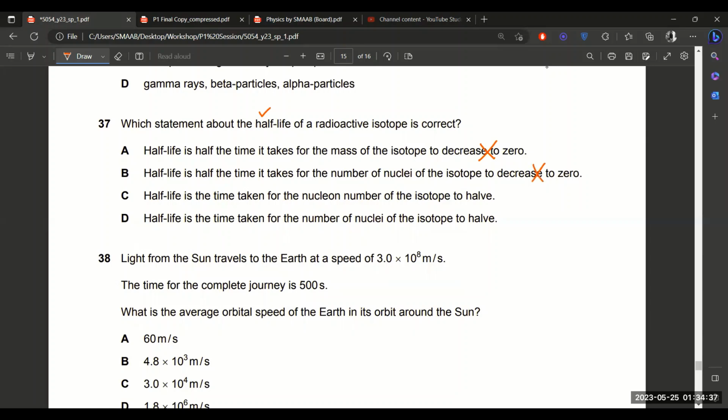Half-life is the time taken for the nucleon number, right? So basically, we are not talking about the nucleon number. Half-life is the time taken for the number of nuclei. So we talk about the total number of nuclei, not only the number of nucleons, right? So basically, we are talking about the nucleus. We decay the mass, or we reduce the number of nuclei to half. So D is the right statement.